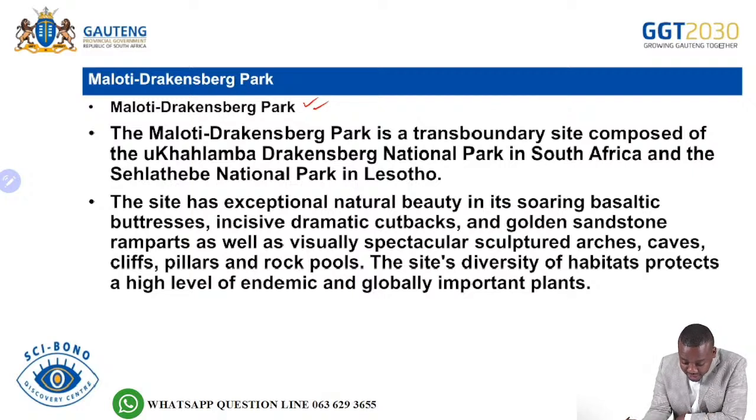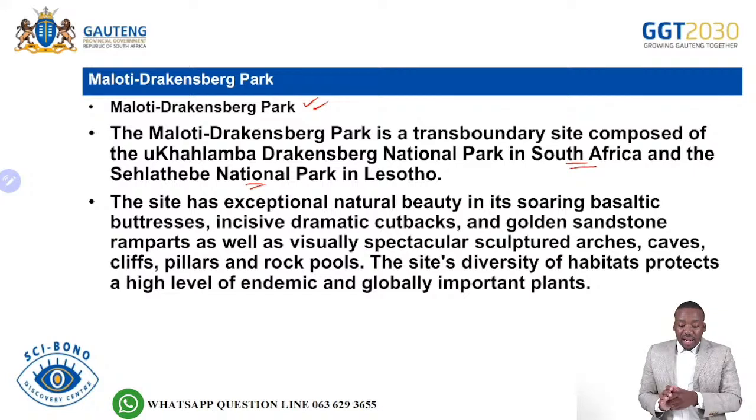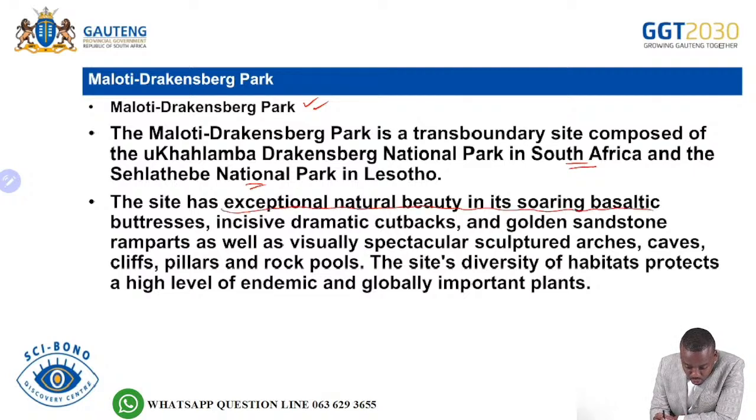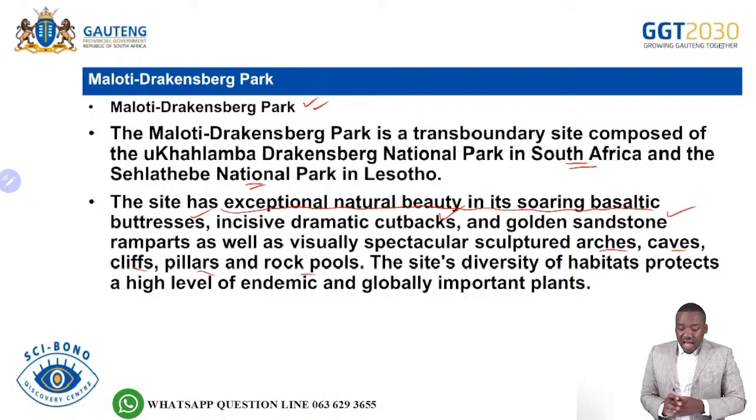Maluti Drakensberg Park is a transboundary site composed of the Ukhahlamba Drakensberg National Park in South Africa and Sehlabathebe National Park in Lesotho. So remember, this is a park on the border between what? South Africa and Lesotho. When you go to Maluti Drakensberg Park, we are saying the site has exceptional natural beauty in soaring basaltic buttresses, incisive dramatic cutbacks, and golden sandstone ramparts, as well as visually spectacular sculptured arches, caves, cliffs, pillars, rock pools.